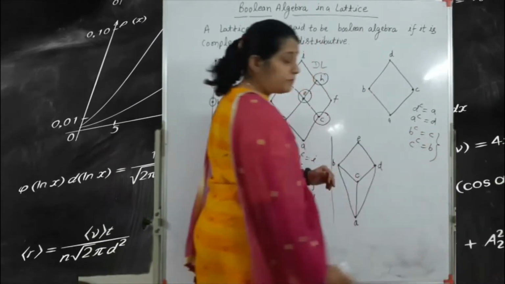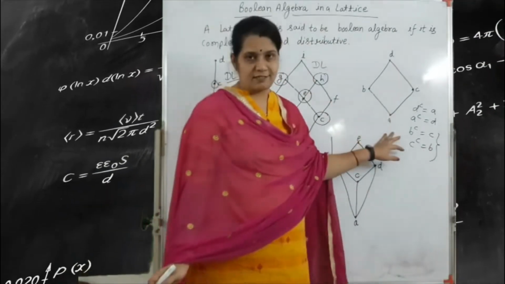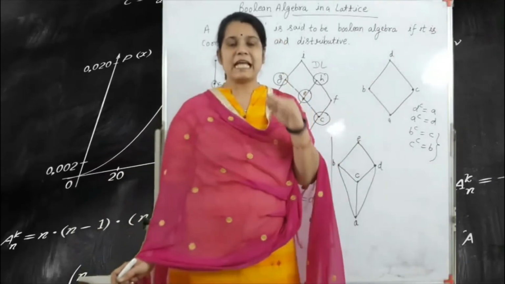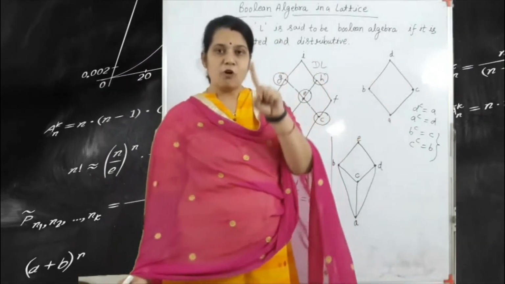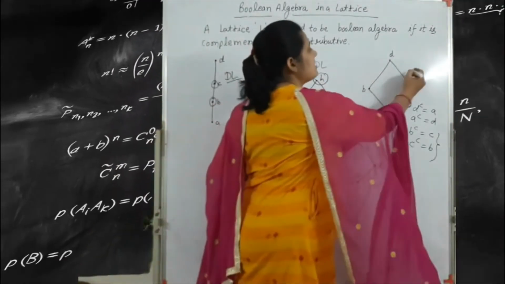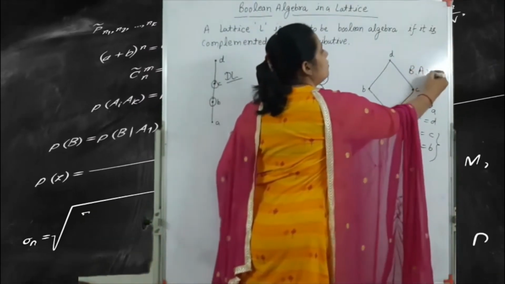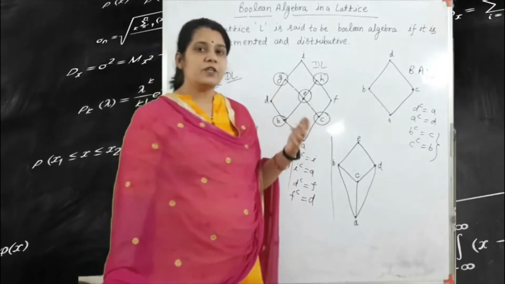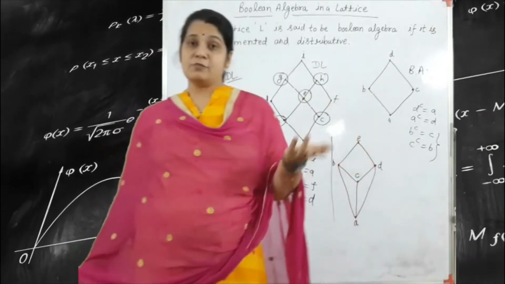That means what? According to all these conditions, we have only one complement. Every element has only one complement. Then we can say that this is a Boolean algebra. Got it? That means according to our diagram, we have the distributive lattice.